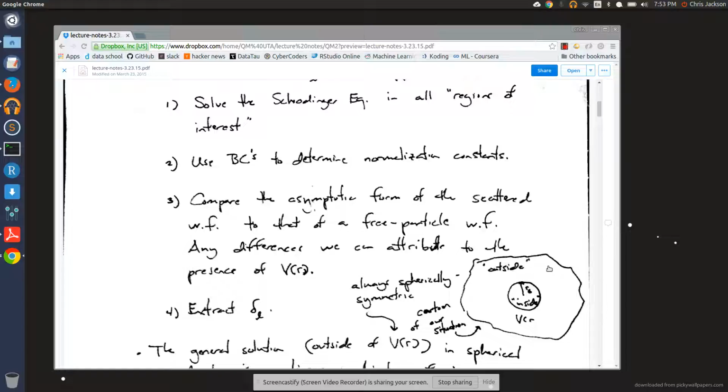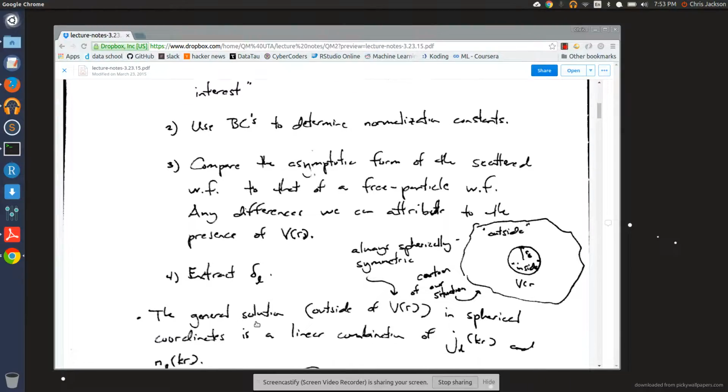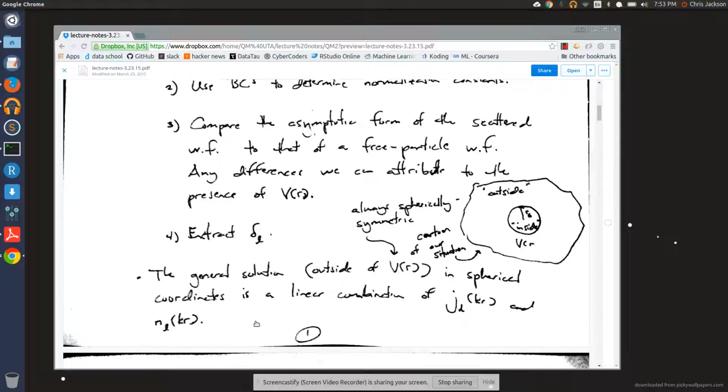And what we'll do then is we'll use the fact that we're dealing with scattered waves, and if there are any leftover constants that we need to determine, we can always use the fact that we know the asymptotic form of the scattered wave function as r goes to infinity. And from all of that, we should hopefully be able to extract an expression for this phase shift.